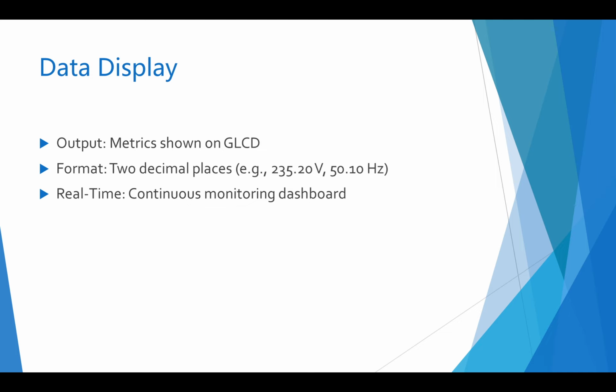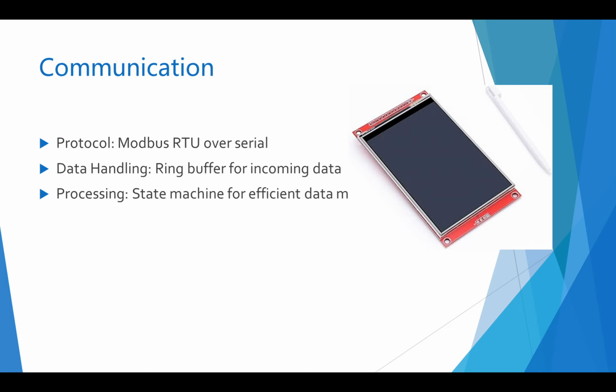I've selected 3 metrics to show on the GLCD. We can format these metrics into decimal places, and it's continuous monitoring on a dashboard. So you could change the output device from a GLCD to Wi-Fi, to a disk or a memory device if you wanted to do long-term tracking. But we're just going to see it on a GLCD as a method of showing things.